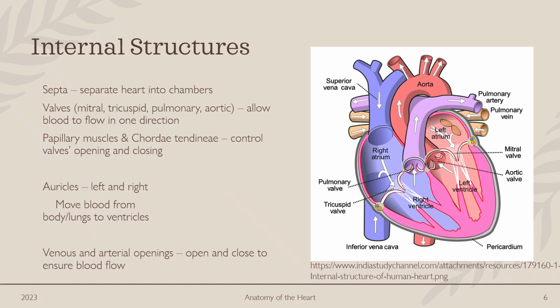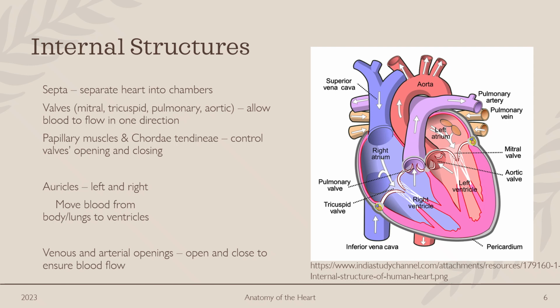The septa are wall-like structures that separate the heart into four chambers. The interatrial septum divides the atria from one another, while the interventricular septum separates the ventricles from one another. The heart's valves open and close to prevent backflow of blood in the heart. These are important because they ensure that blood flows only in one direction. Papillary muscles and chordae tendineae both work to control the opening and closing of the heart's valves. This is important because the blood is only supposed to flow in one direction. If a valve were to open and let the blood backflow into another chamber, it could create more heart problems.